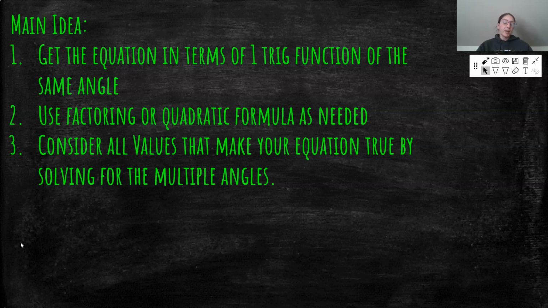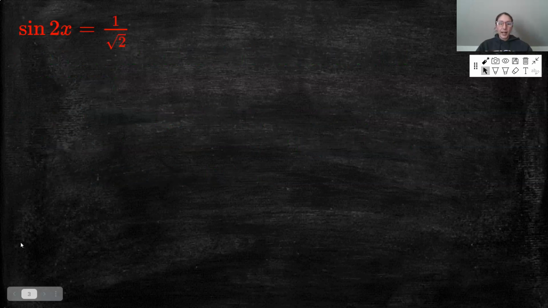And then what we're going to do, and this will make a lot more sense in the video with actual live examples, is consider all values that make the equation true by solving for these multiple angles. So when you have like a 2 theta, a 3 theta, 3x, or whatever, there's kind of like this little extra step you have to do with it. But let's just see it in live action.